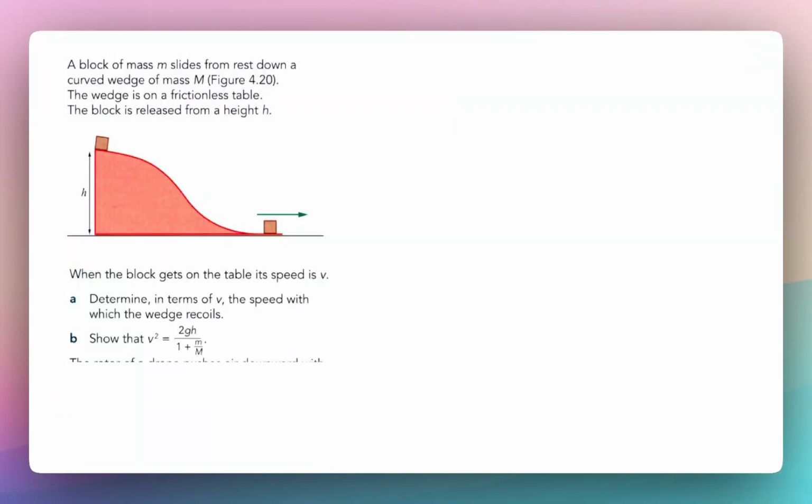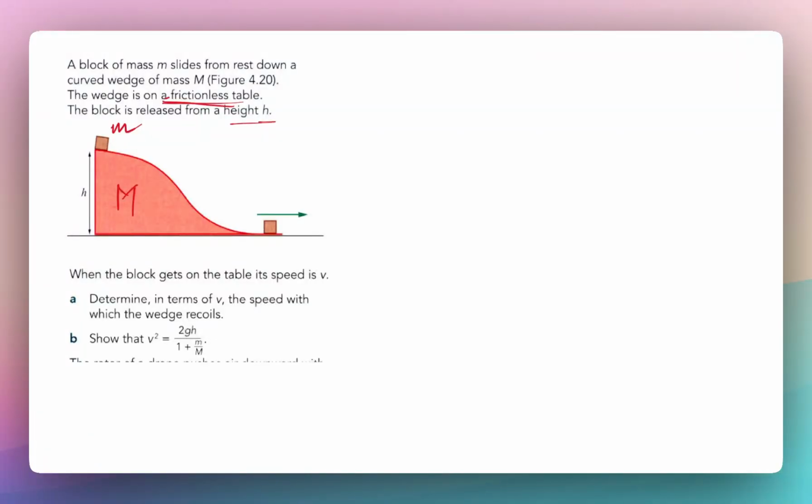A block of mass m slides from rest down a curved wedge of mass capital M. So this has a mass capital M, and this small block has a mass small m, and this basically slides down. We don't know the profile of this, but it's a curved wedge. It's frictionless, so the good thing is there's no friction. And the block is released from height h.